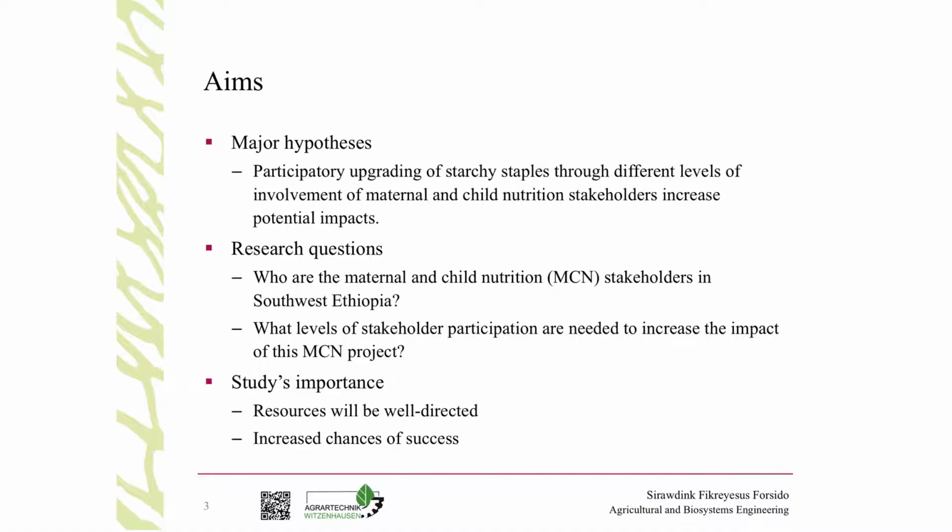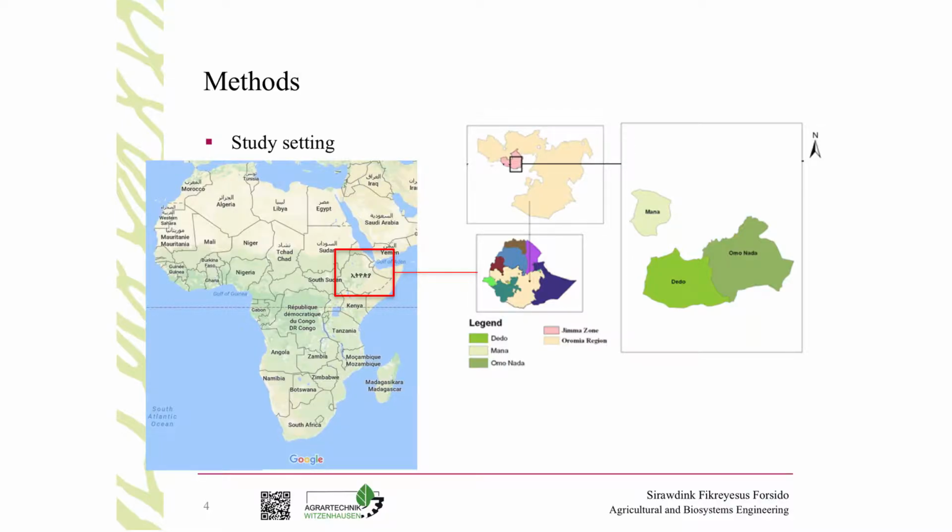This study is important for us because it will help us to use our resources efficiently. Plus, it could increase the chance of success of our program or project. The project took place in Ethiopia, southwestern part of Ethiopia. We selected Jimma zone because it is characterized by food insecurity.